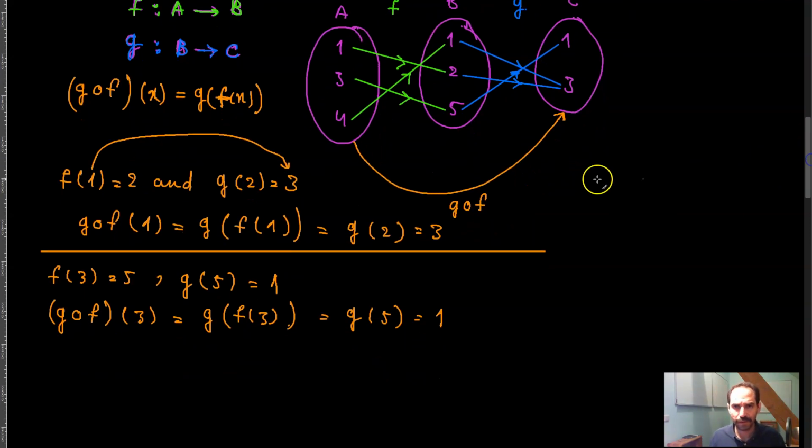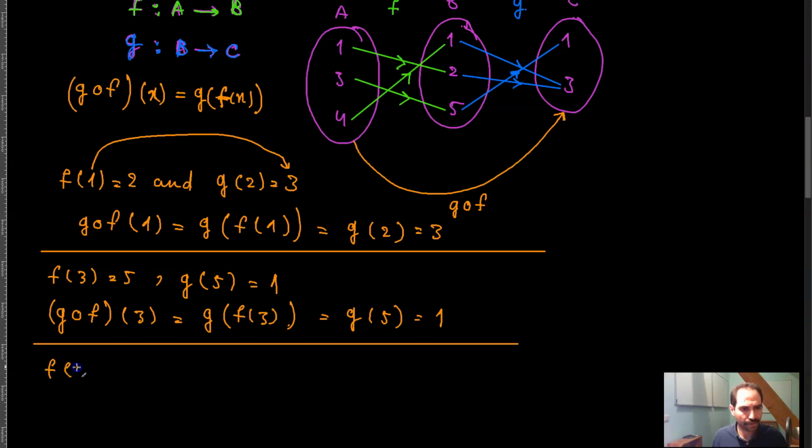And also we have another one, 4 and 1. So you see that f of 4 is equal to 1, and g of 1 is equal to 3.